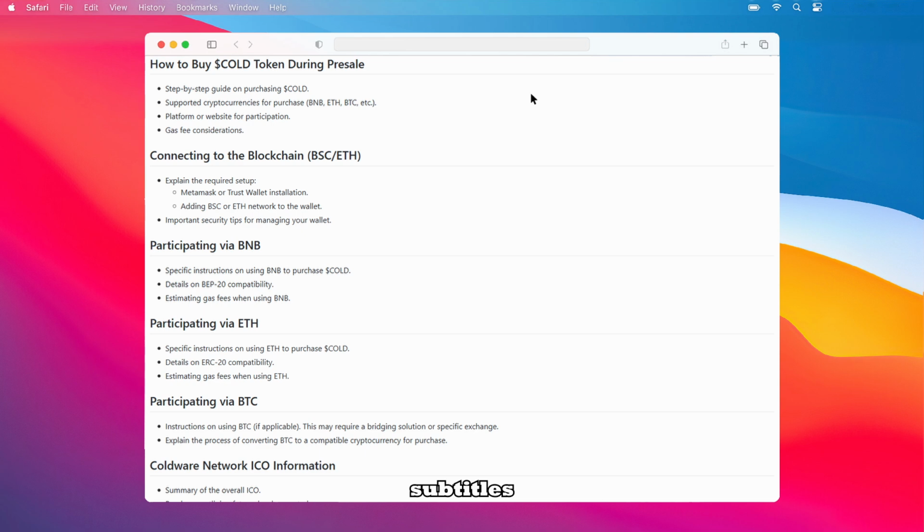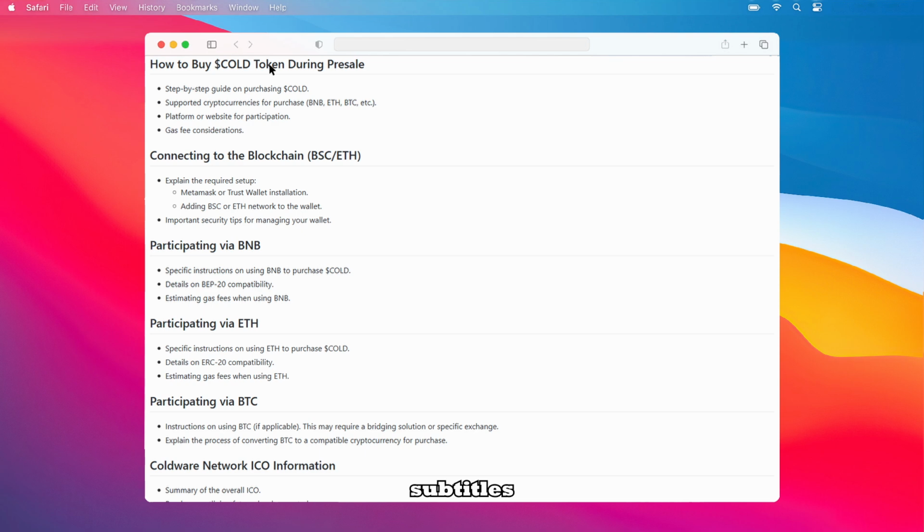Let's get started with participating in the Coldware Network token presale. You'll first need to connect to either the Binance Smart Chain or Ethereum blockchain. This requires a bit of setup, but it's fairly straightforward. You'll need to install either MetaMask or Trust Wallet on your device. These are browser extensions or mobile apps that act as your gateway to the decentralized web.